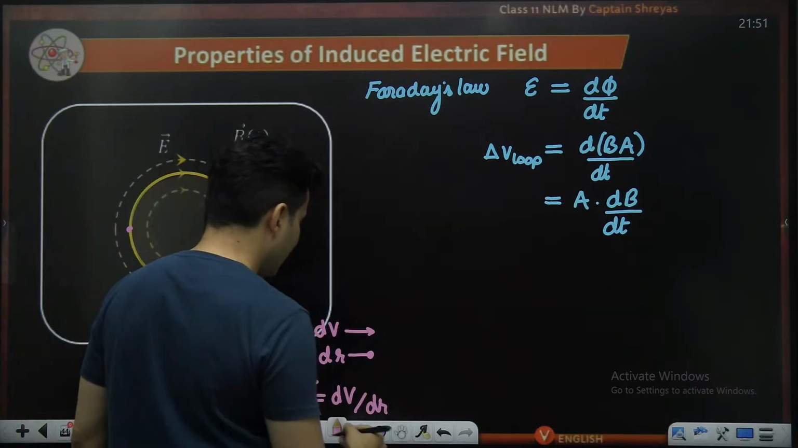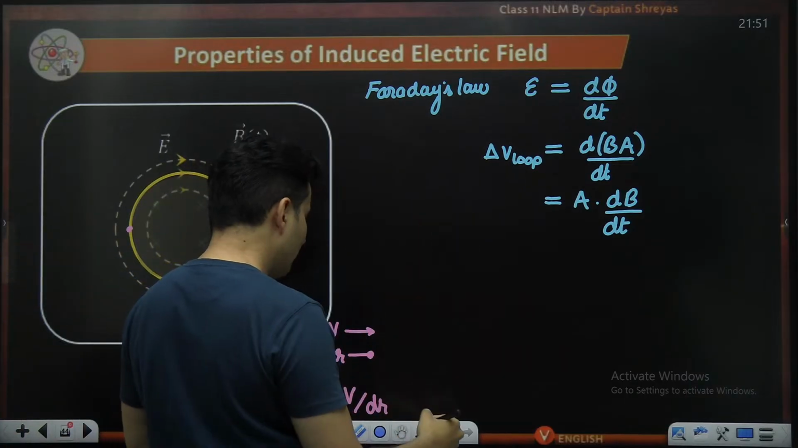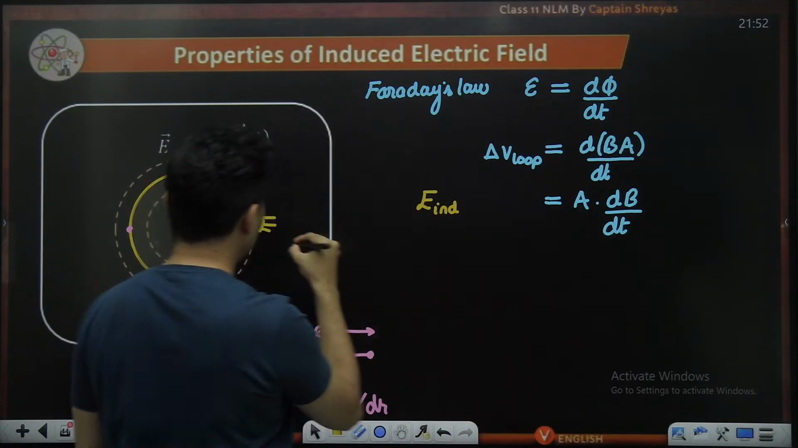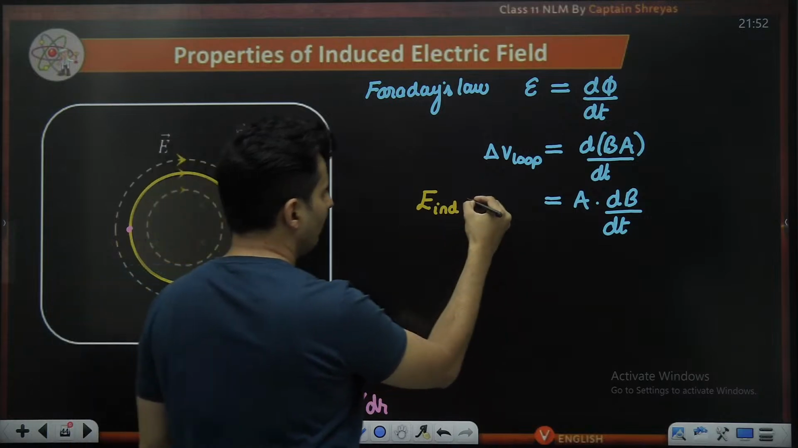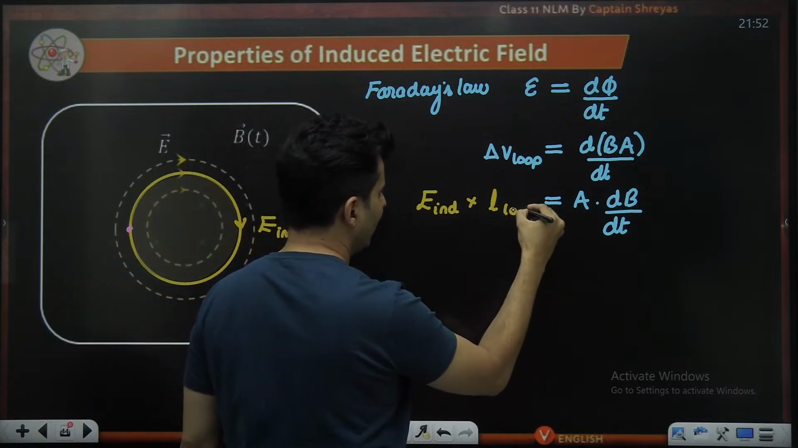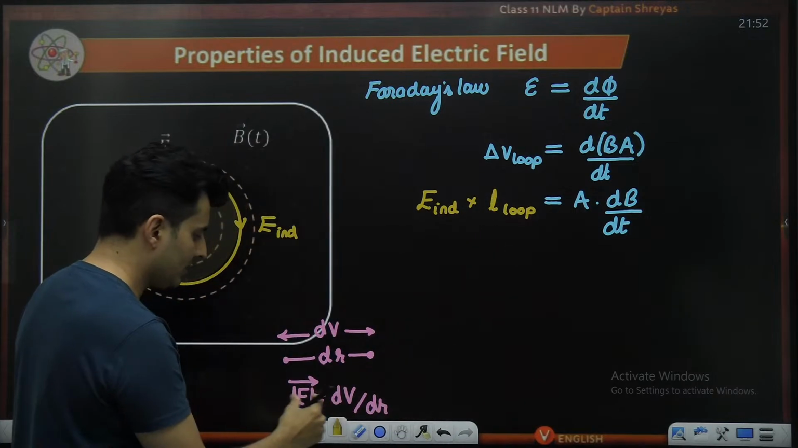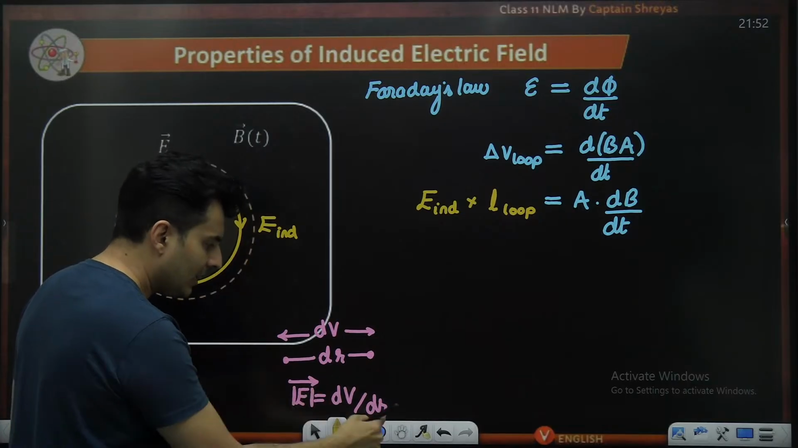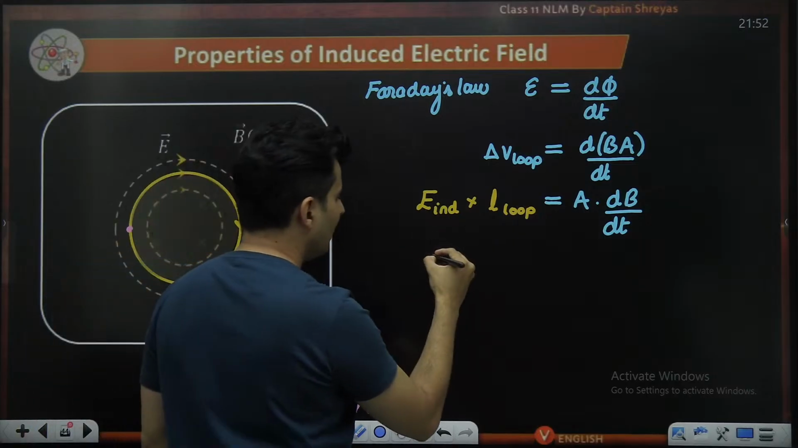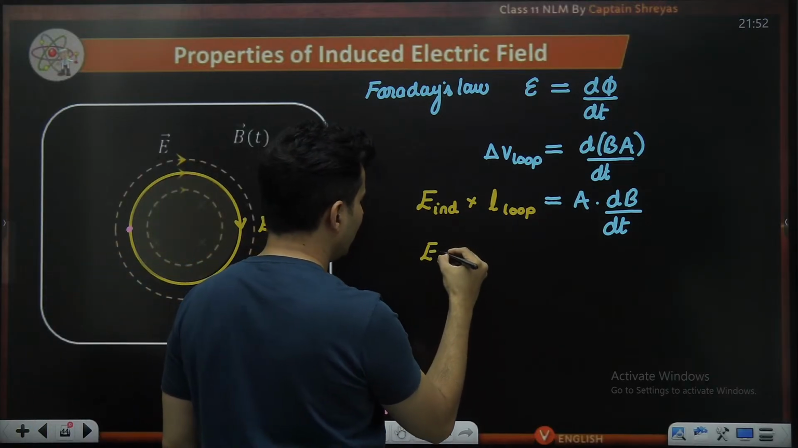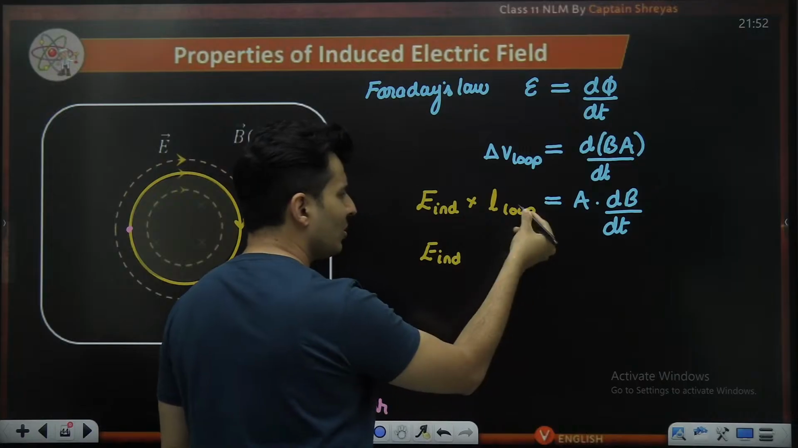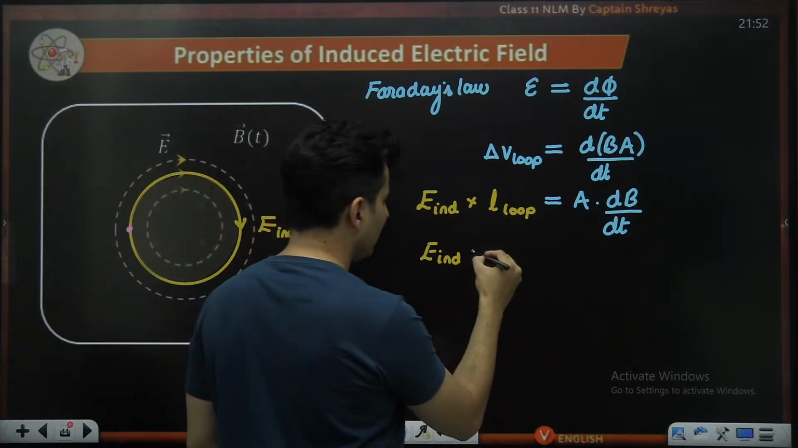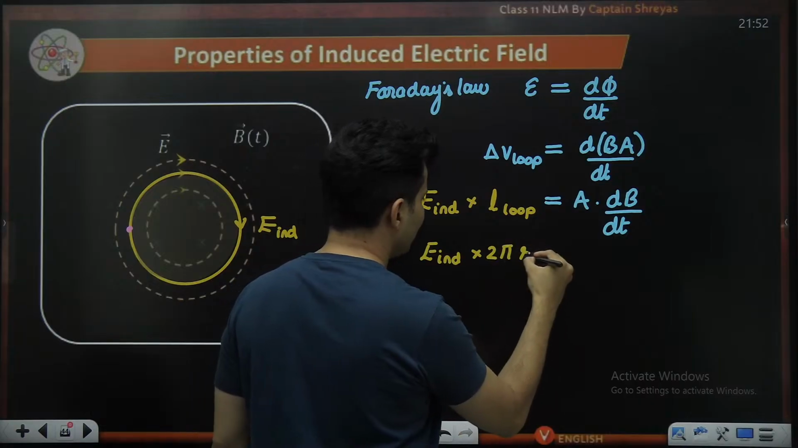So this voltage, think about it, it will be nothing but the induced field multiplied by the length of that particular loop. Voltage is field multiplied by distance. Voltage is E into the length. Now this length of that particular loop, whatever it is, you can take 2 pi r, or it's a square, whatever. So here it will be nothing but 2 pi r, as you can see.